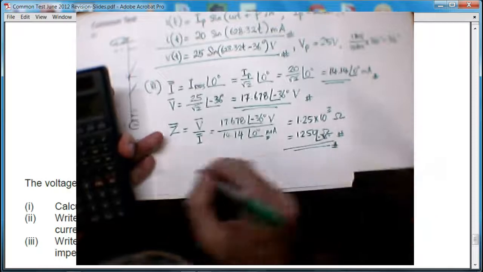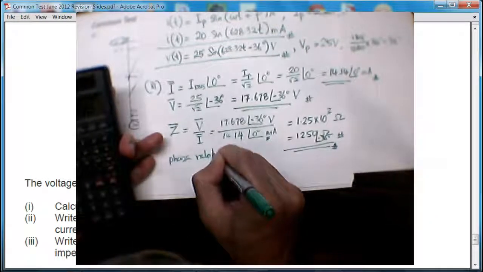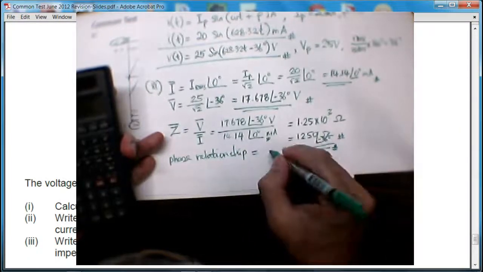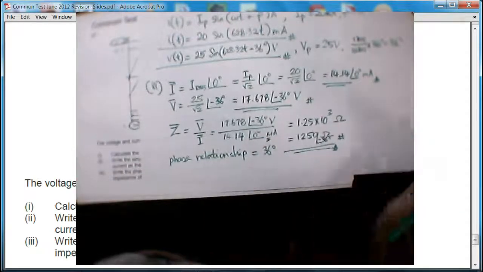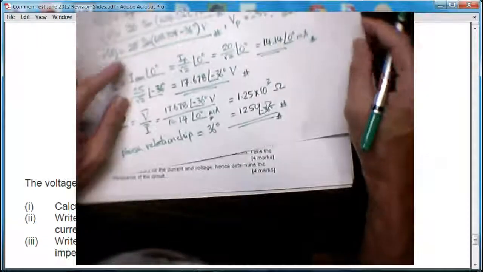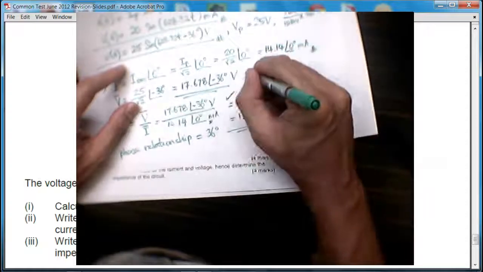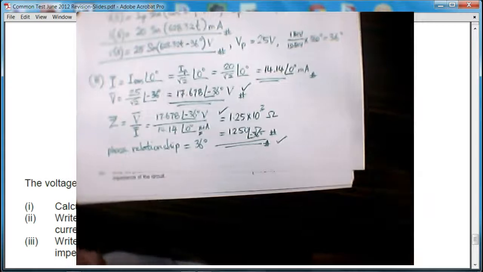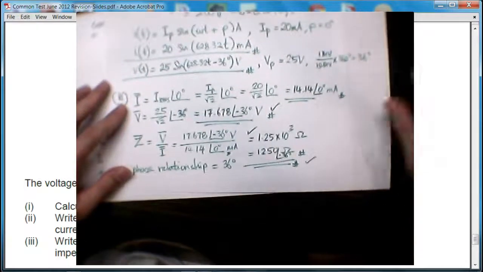Now this means that the phase angle, the phase relationship between the voltage and the current, is 36 degrees. So we have the answer for this, answer for this, answer for this. Alright, that's all for this question. I hope you have learned something from here.